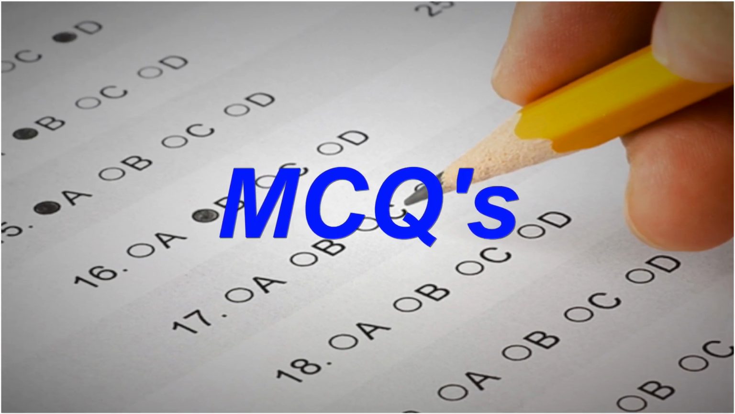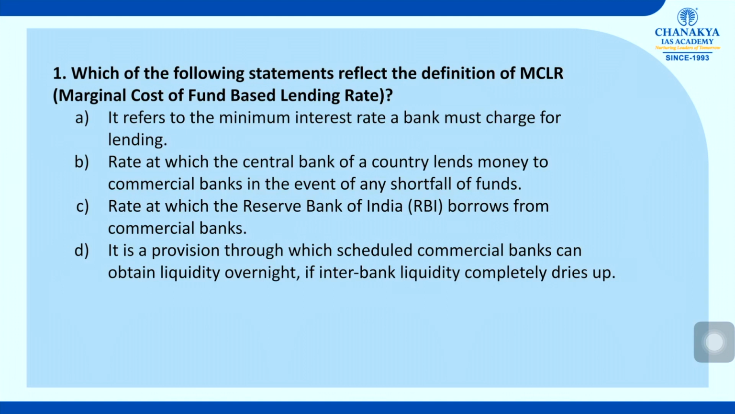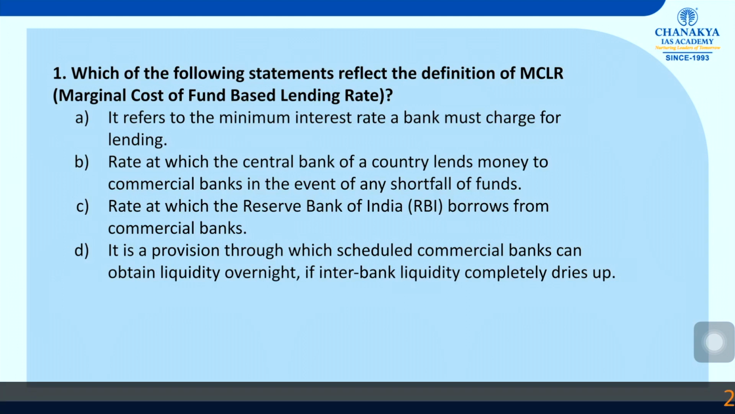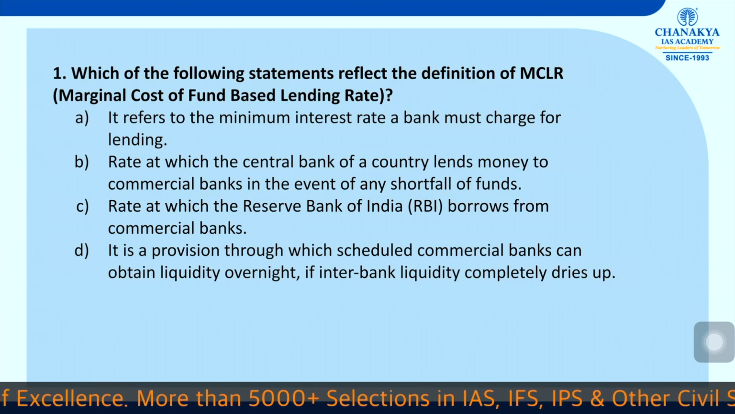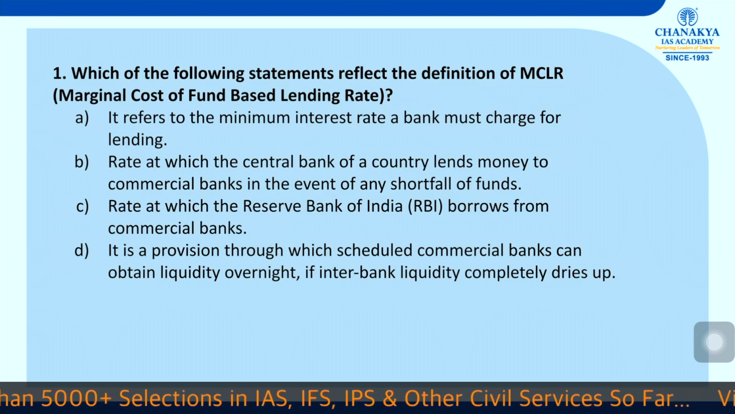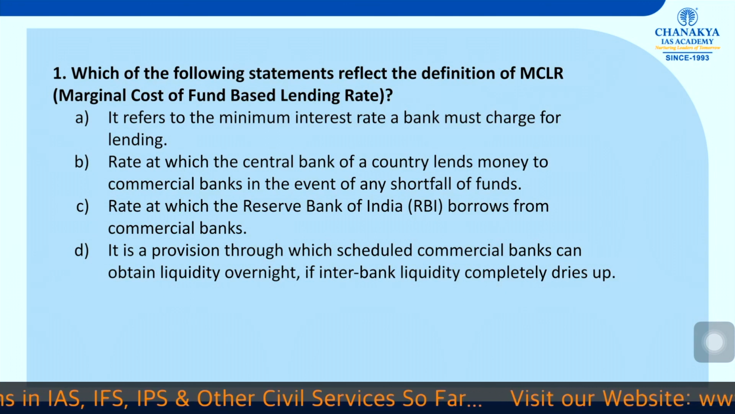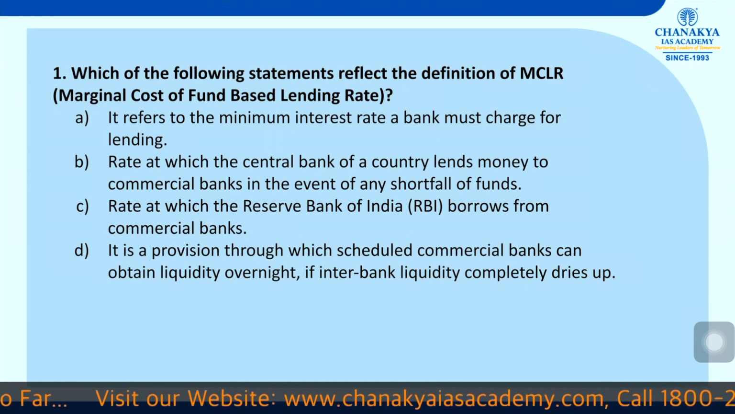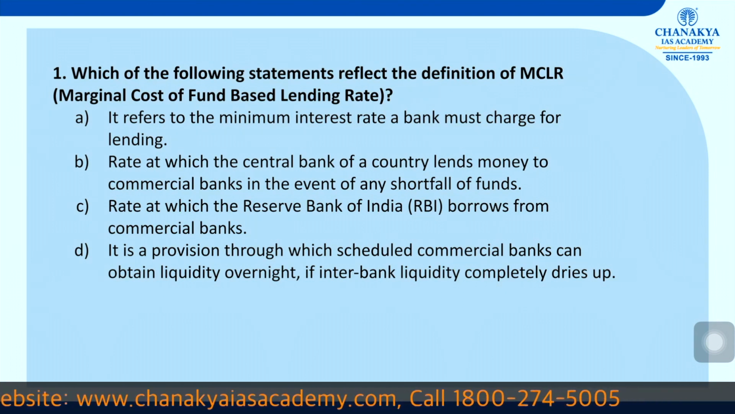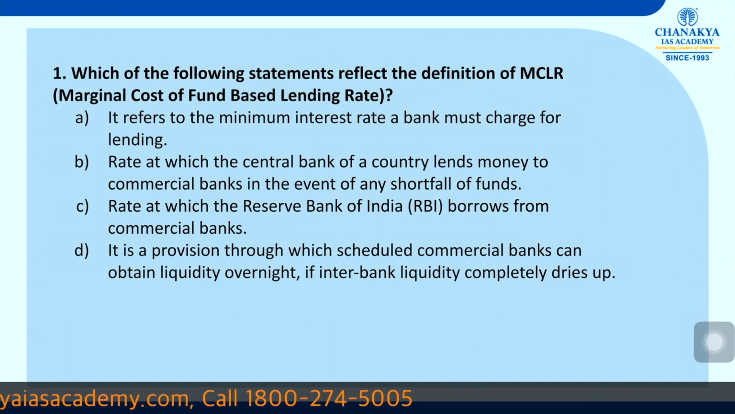The first question for today is, which of the following statements reflect the definition of MCLR, which is marginal cost of fund-based lending rate? Option A, it refers to the minimum interest rate a bank must charge for lending. Option B, rate at which the central bank of a country lends money to commercial banks in the event of any shortfall of funds. Option C, rate at which the Reserve Bank of India borrows from commercial banks. Option D, it is a provision through which scheduled commercial banks can obtain liquidity overnight if the interbank liquidity completely dries up.